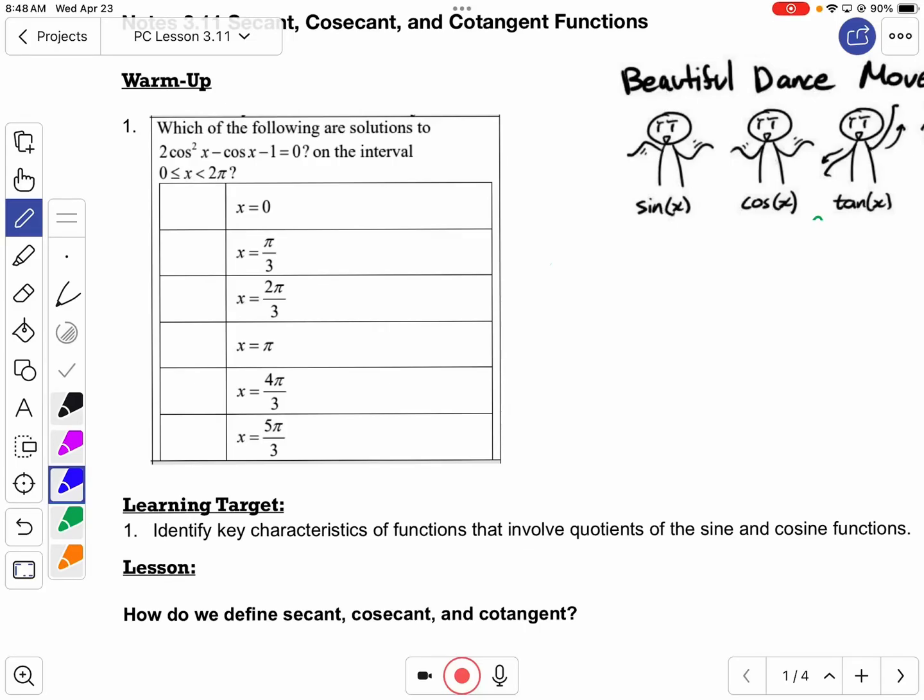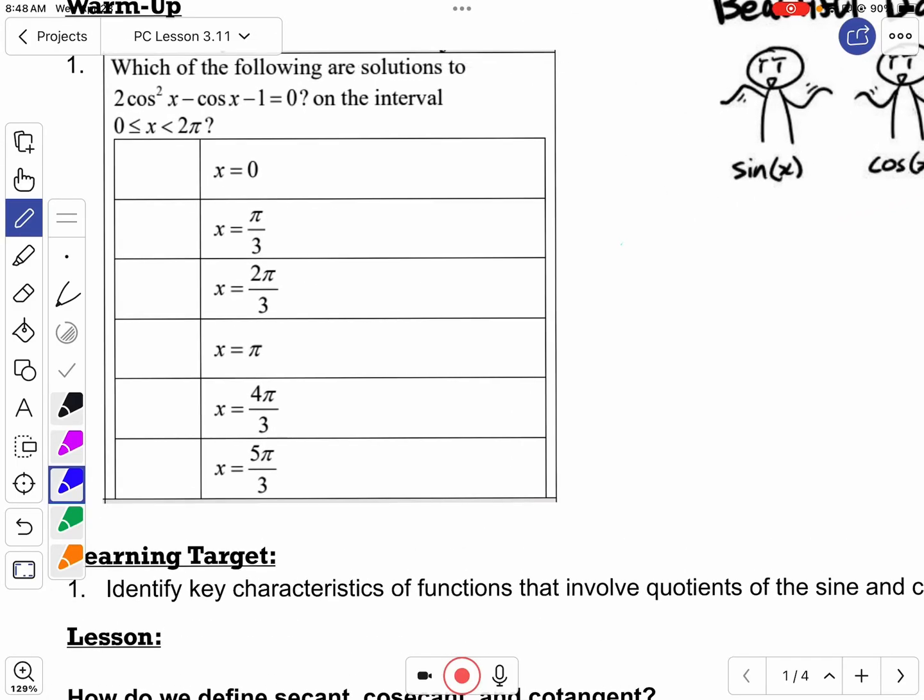So we've not talked about equations just yet, but we can still solve this, right? We can plug and chug because we know a little bit about all of these ordered pairs. And it says which of the following are solutions on this interval. And the only way to check a solution algebraically is just to plug it in, okay?